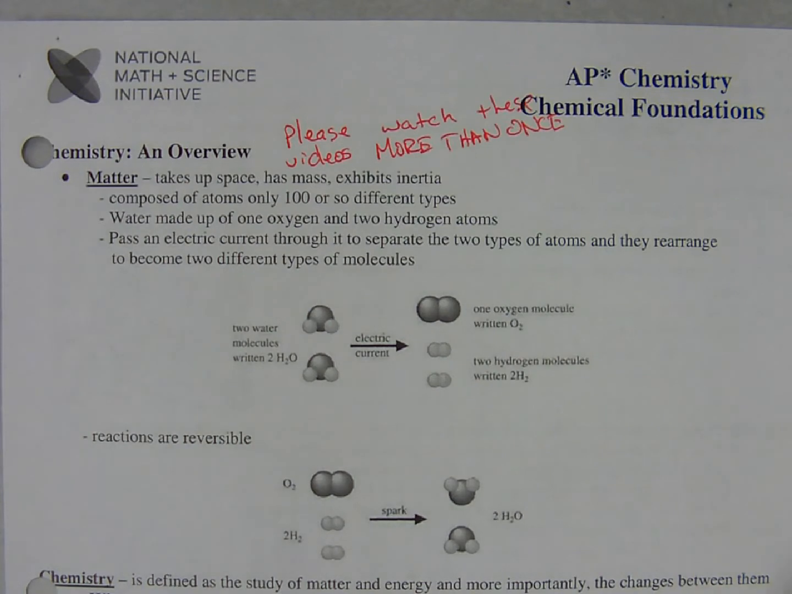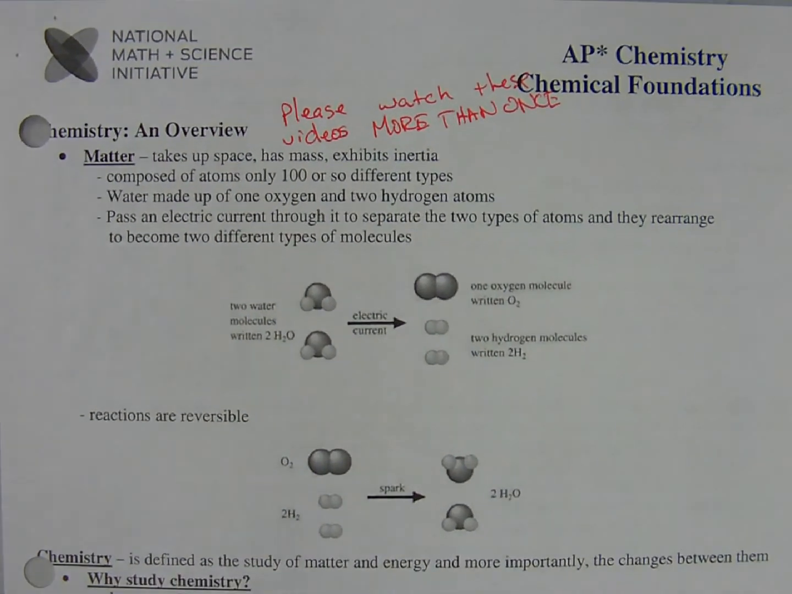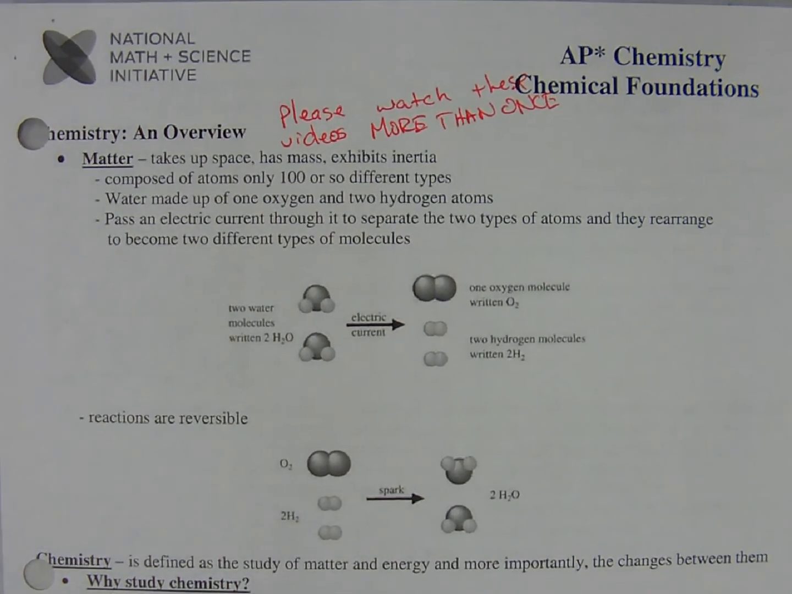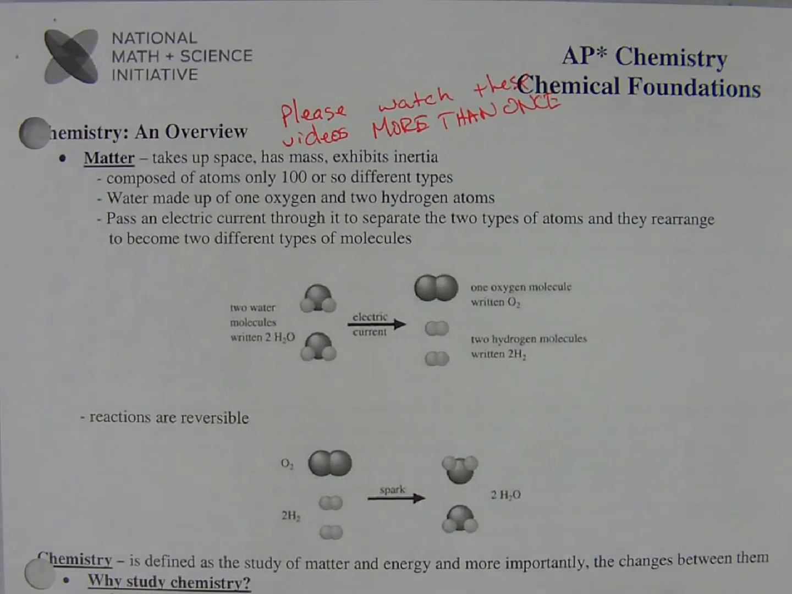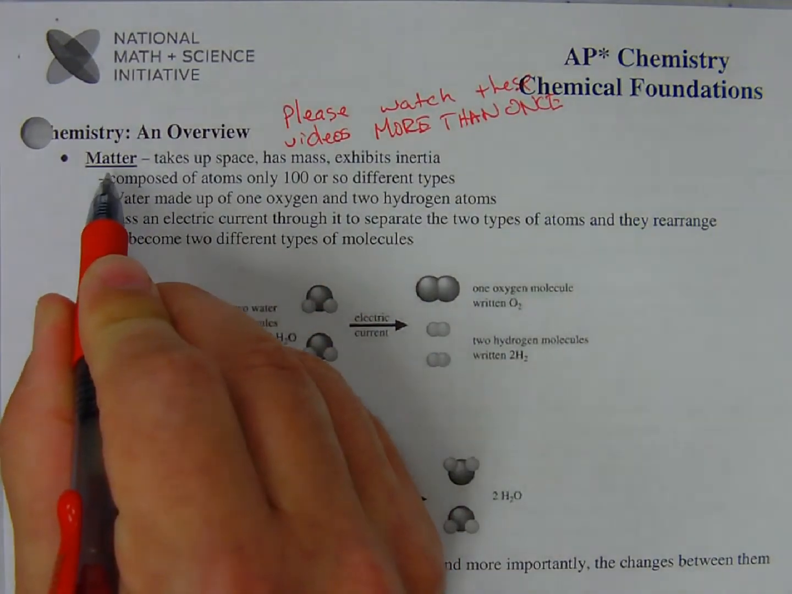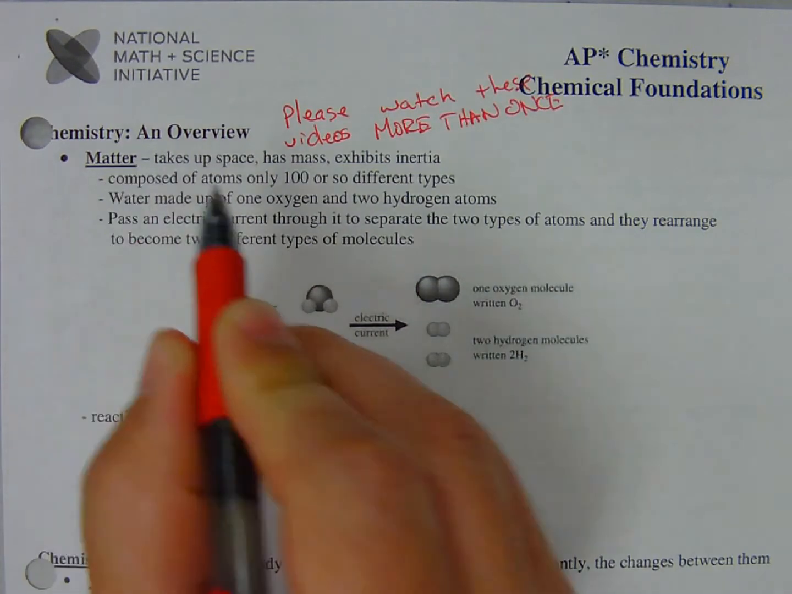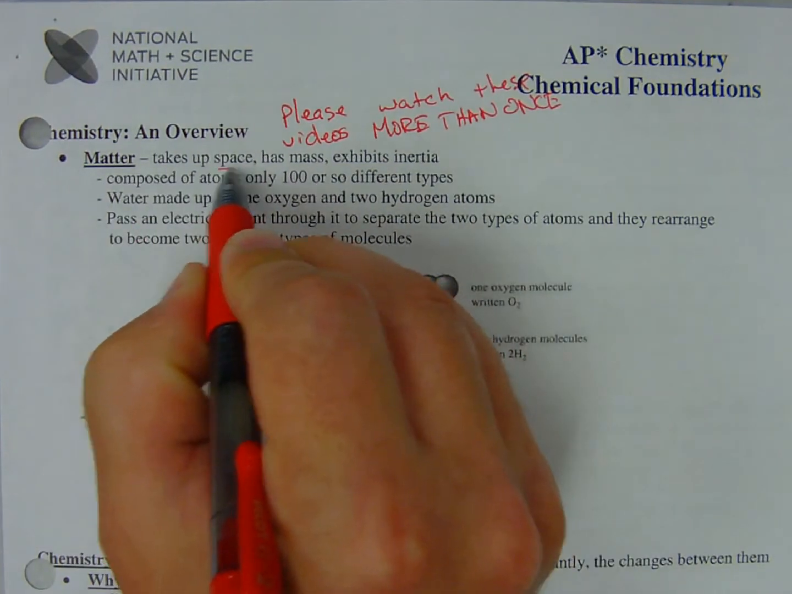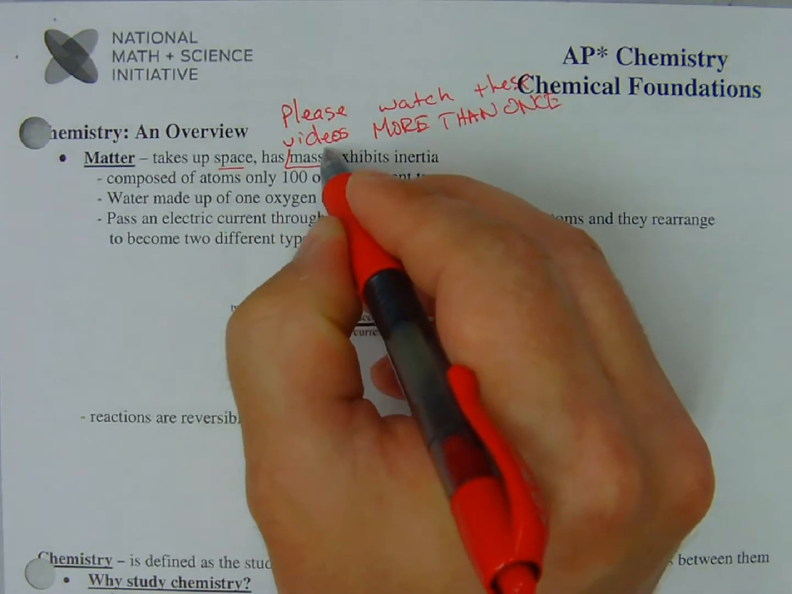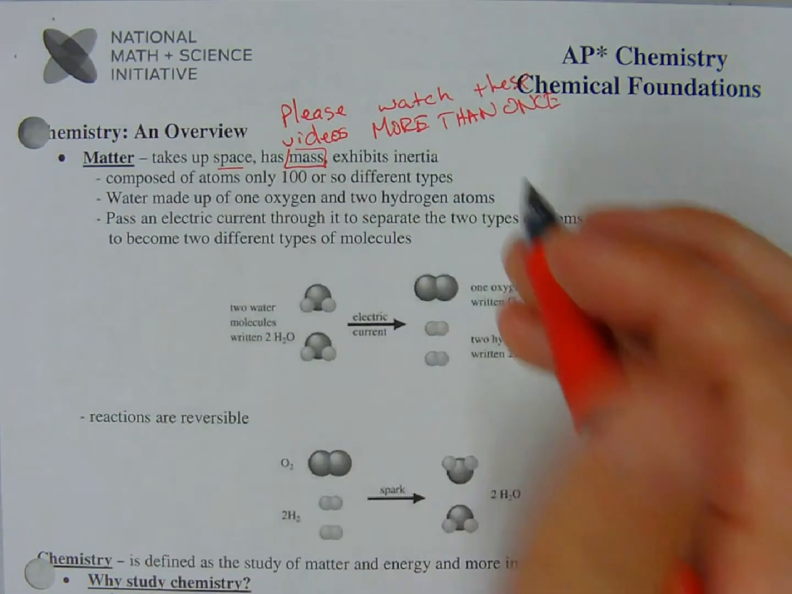So let's get started with Chapter 1, Chemical Foundations. This stuff should sound fairly familiar, not only from Gen Chem, but from other science courses that you've taken. Let's start with chemistry as an overview. We're going to talk about matter. It's going to be a large portion of this course, talking about what matter does and how to describe or measure that. Matter is anything that takes up space, has mass, and this is the thing that we're going to be measuring, by the way. The mass is what we'll measure.